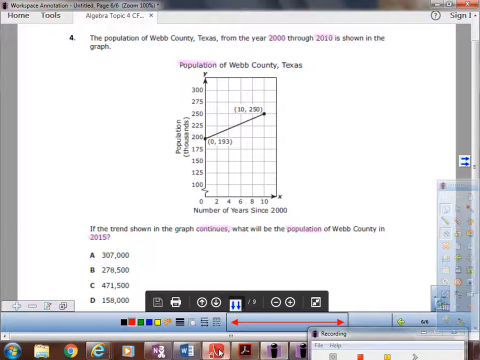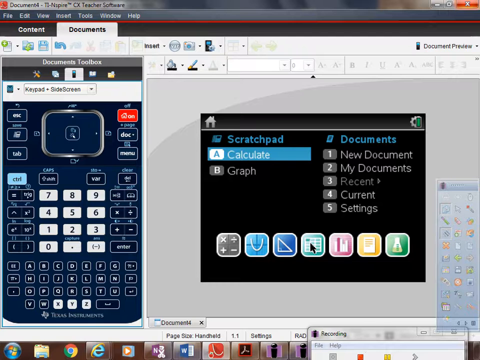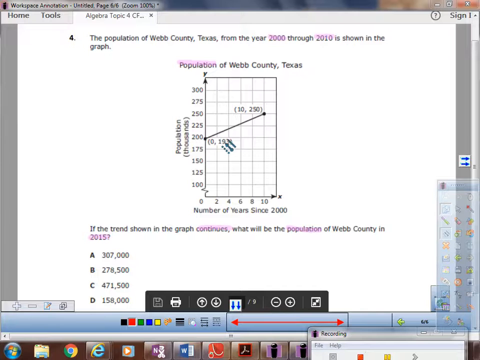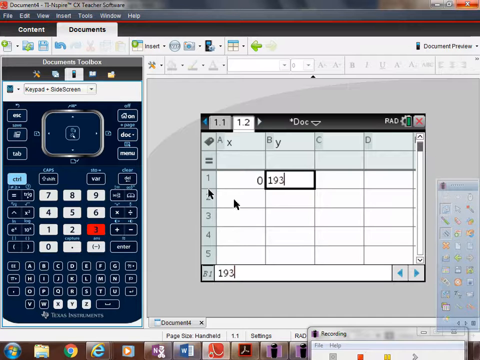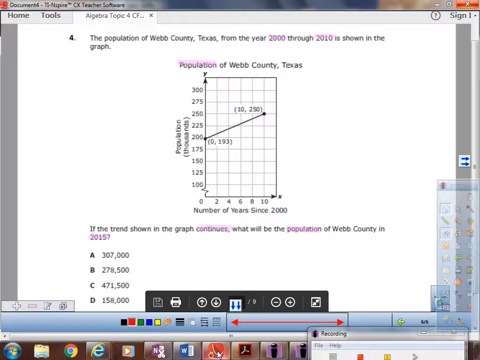So let's open up what we would want to do here is go to our spreadsheet and go get our equation from our spreadsheet. When you input points into a spreadsheet, you do need headings. Some of you tend to forget that. You have to put the X and the Y heading and then put the 2 points that they've given you. 0, 193 is the first point. So 0, 193. And then the other point they gave us was 10, 250.